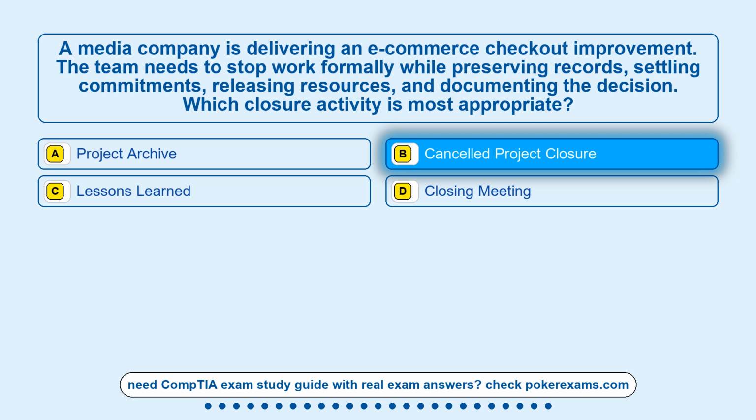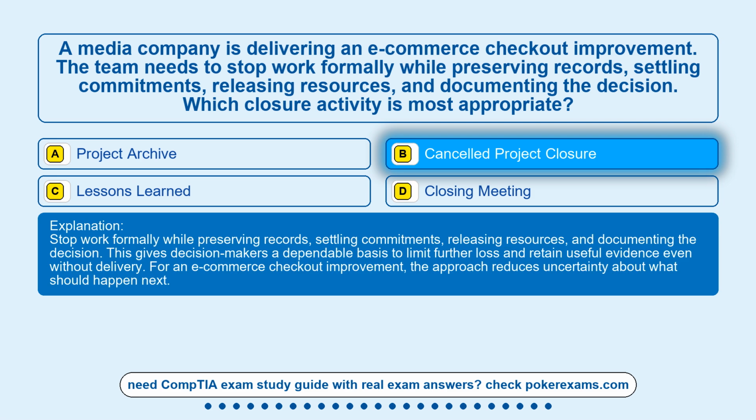Cancelled project closure. Stop work formally while preserving records, settling commitments, releasing resources, and documenting the decision. This gives decision-makers a dependable basis to limit further loss and retain useful evidence even without delivery. For an e-commerce checkout improvement, the approach reduces uncertainty about what should happen next.